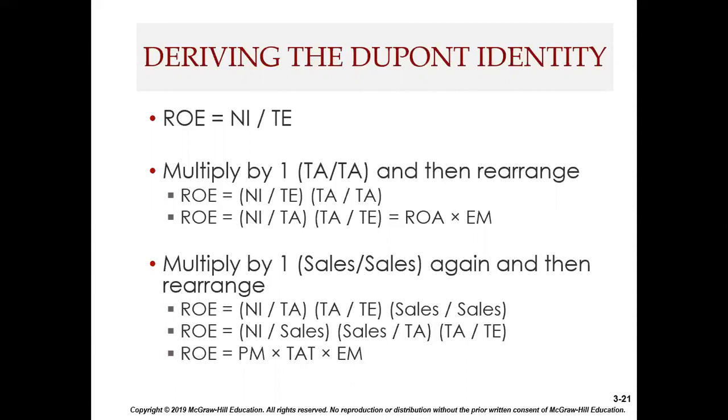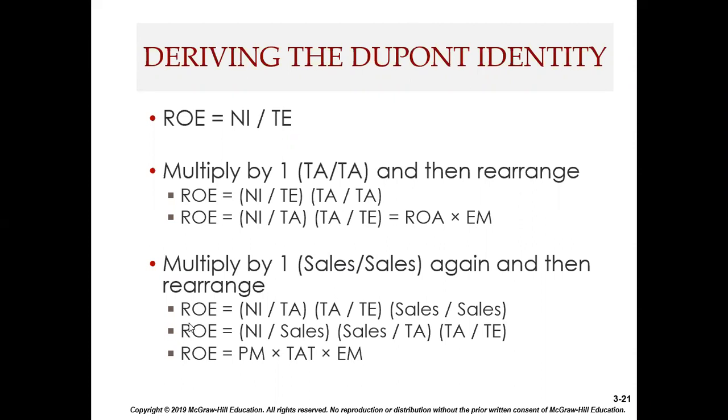What does that give us? It gives us net income over total assets and total assets over total equity. Or now we have return on assets times the equity multiplier. Remember, that's how we got our equity multiplier, total assets over total equity. Multiply by sales over sales, and then rearrange it.